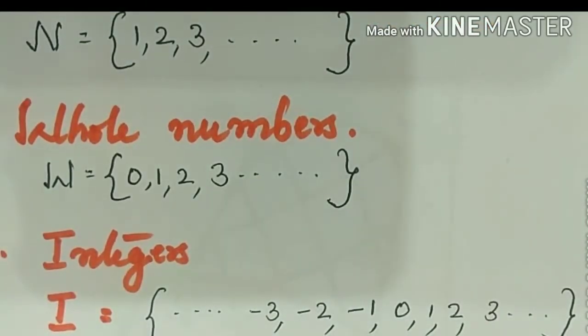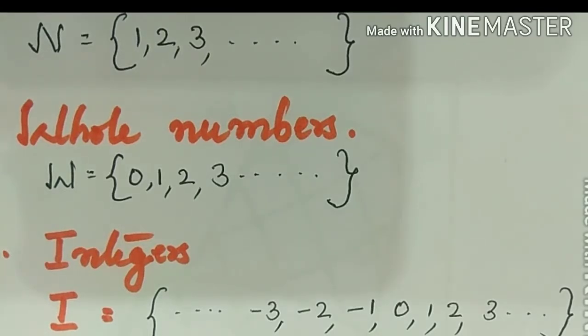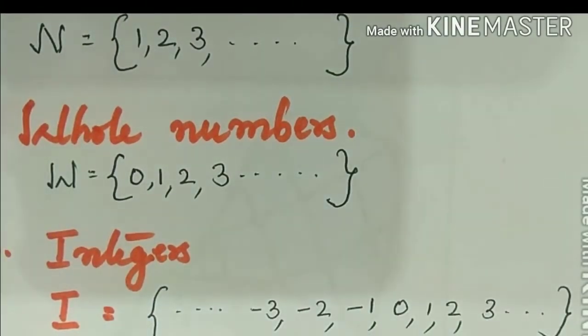Next, let us learn integers. In order to understand the concept of integers, we have to know the number line. On the number line, at the center there is 0. On the left side, there are negative numbers, and on the right side there are positive numbers. The set of integers is represented by the letter I.